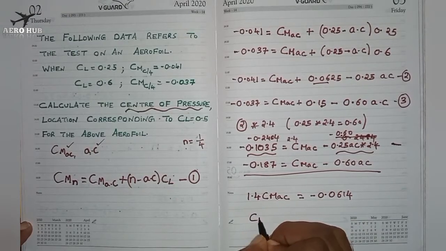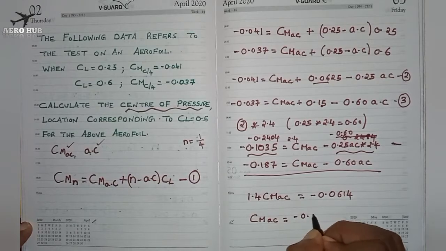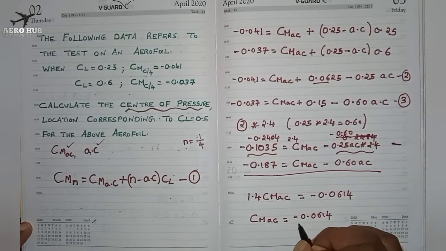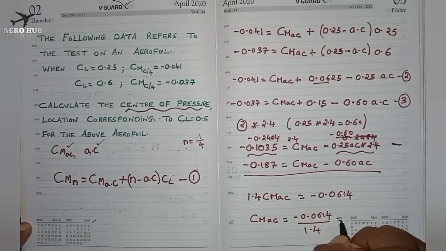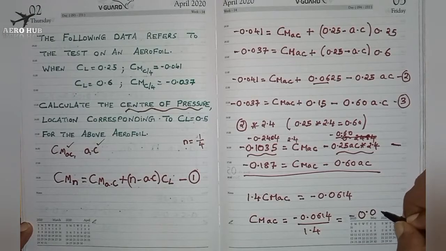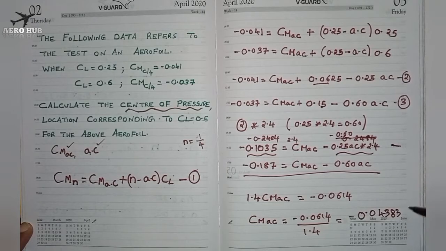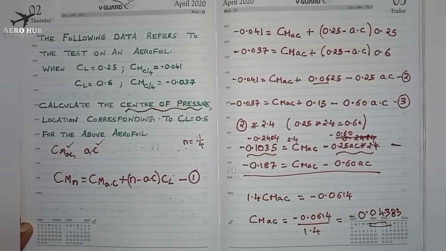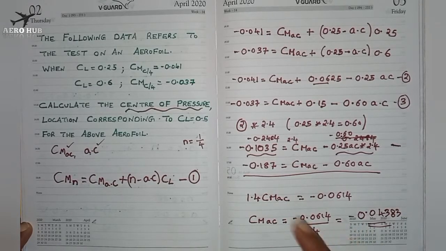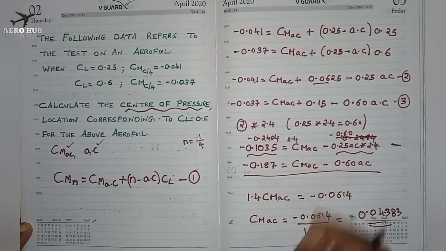So finally CMAC is equal to minus 0.0614 divided by 1.4. So this will be minus 0.04383. This is the answer for the pitching moment about the aerodynamic center. Now I got the value of CMAC. I can substitute in any equation. For example, I will substitute in this equation, and I will be getting the value of AC.